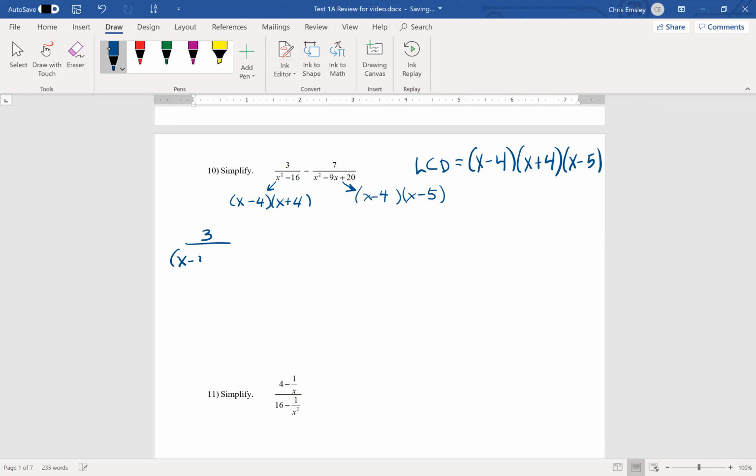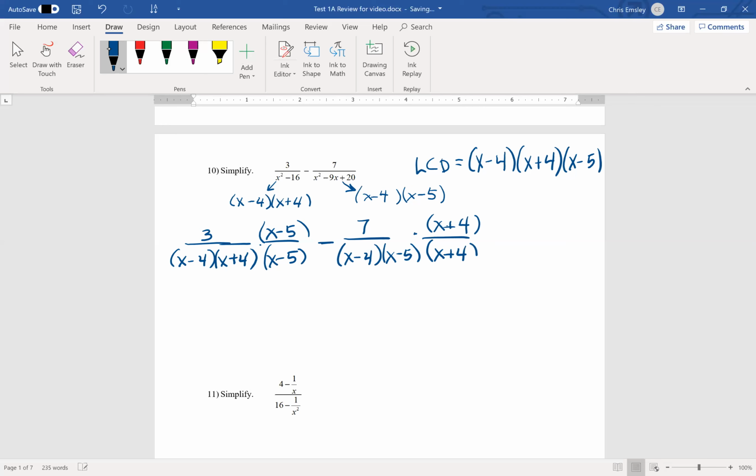So my first fraction already has the x minus 4 and x plus 4. So what I need to multiply in here is the x minus 5 on the top and the bottom, so I don't change the value. My second fraction has the x minus 4 and the x minus 5, so this time I need to multiply in the x plus 4 to get that common denominator. Okay, so now I'm ready.